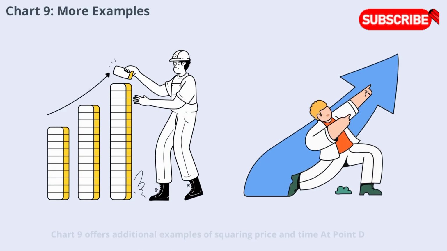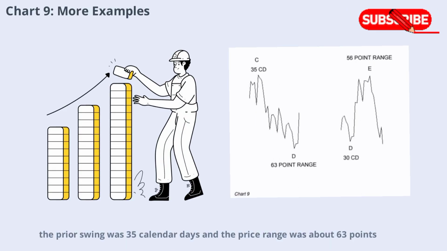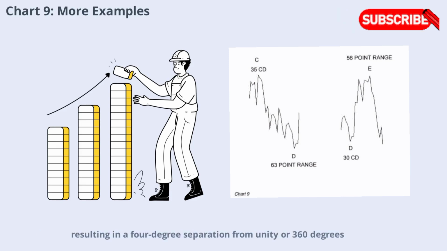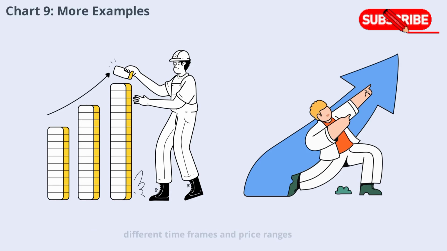Chart 9 offers additional examples of squaring price and time. At point D, the prior swing was 35 calendar days, and the price range was about 63 points. Converting these, 35 days equals 120 degrees and 63 points equals 124 degrees, resulting in a 4-degree separation from unity, or 360 degrees. This demonstrates the technique's consistency across different time frames and price ranges.